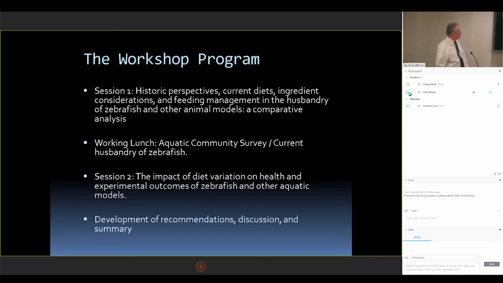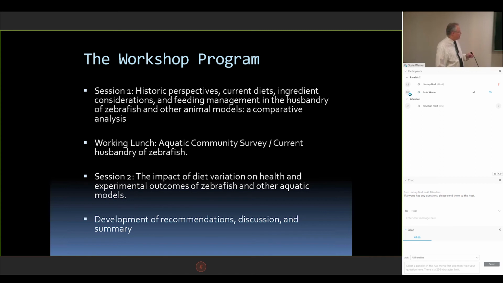The workshop program hopefully will do this. We've divided it into several different sessions. The first session is where we've come from, historical perspectives, and we're using a comparative analysis. We're going to look at rodents. We're going to look at Drosophila. We're going to look at fish production and evaluate these and see what we can use and borrow from these other models that will help us to define what we need to know and understand in zebrafish. That's where we've come from.